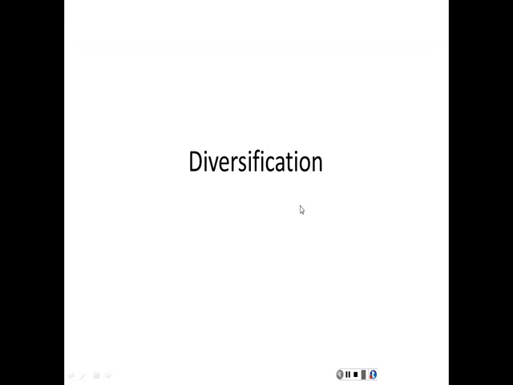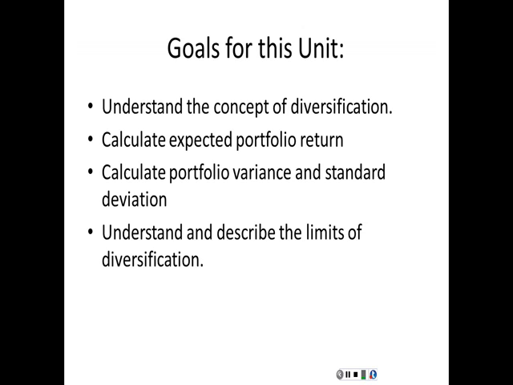This is the fourth lecture on risk and return, and it's called diversification. Our goal here is to understand the concept and meaning of diversification, and then we want to start building portfolios. So I want you to be able to calculate an expected portfolio return for two or more assets, and then I want you to be able to calculate portfolio variance and the standard deviation for a two-asset portfolio. And then, sort of at the end, understand where we're headed with this. What are the limits of diversification?